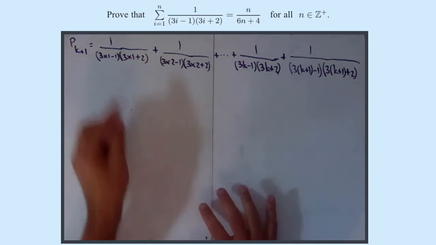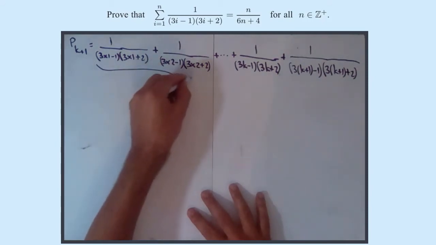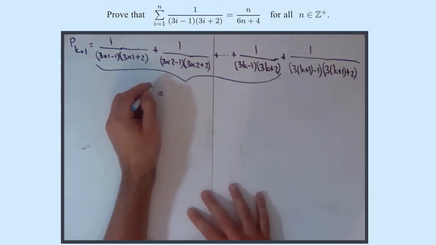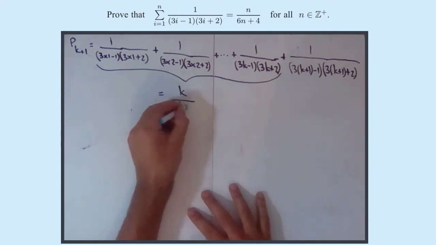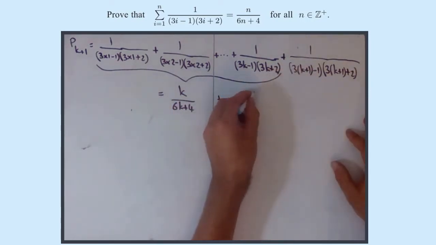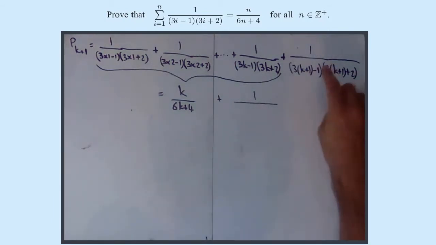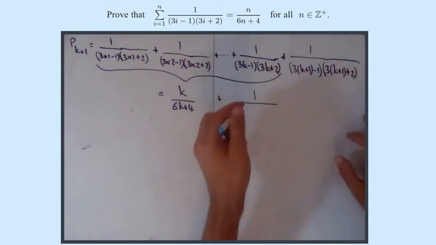So we know that everything up until the last term, we can use our result when we assume that the kth case was true and say all of that equals k over 6k plus 4. So that's all of that, and then it's just plus the new term, 1 over. And then I think I might just sort these brackets out because we're going to have quite a bit of work to do on that. So let's see where we can go. That would be 3k plus 3 minus 1, so that would be 3k plus 2.